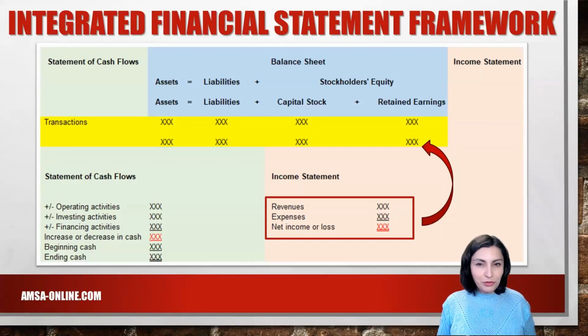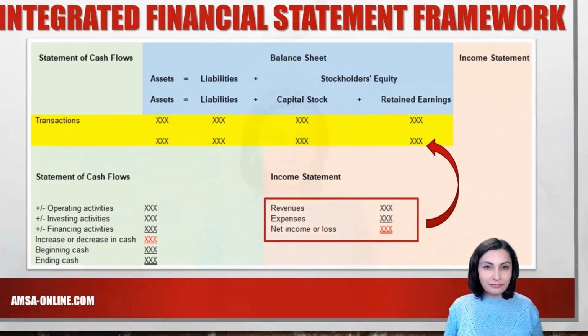Net income for the period, which is revenue less expenses, is added to beginning retained earnings. Therefore, revenue and expense transactions are also recorded under the retained earnings column of the balance sheet. By doing so, the balance sheet is integrated with the income statement.